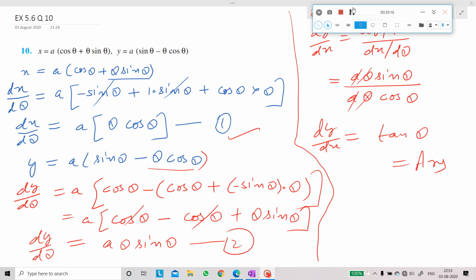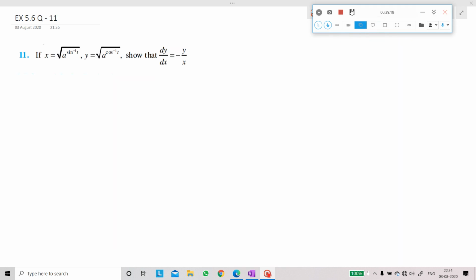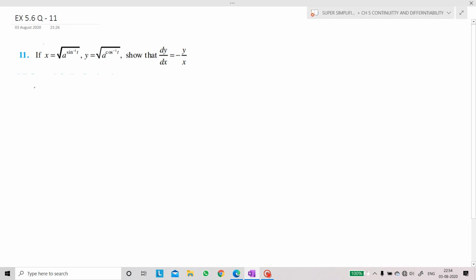Now we move to question number 11. Question 11 says that x is given to be a raised to the power sin inverse t and whole root. So I can rewrite it as a raised to the power sin inverse t and whole raised to the power 1 by 2, which gives me that x is equal to a raised to the power sin inverse t upon 2. Here you can note it down that t is the parameter and a is the constant.